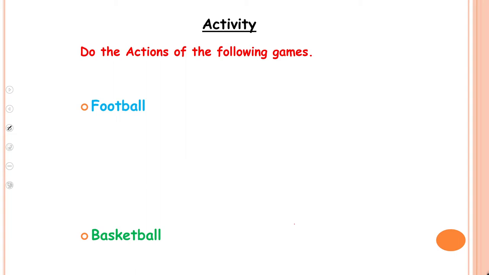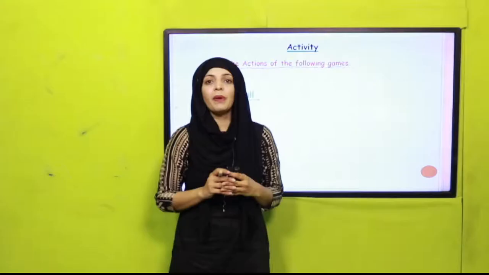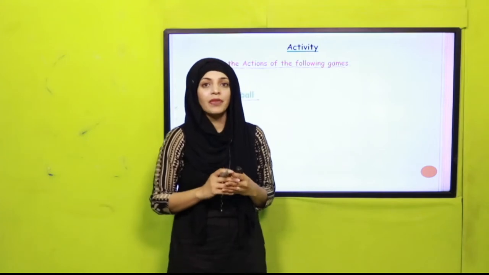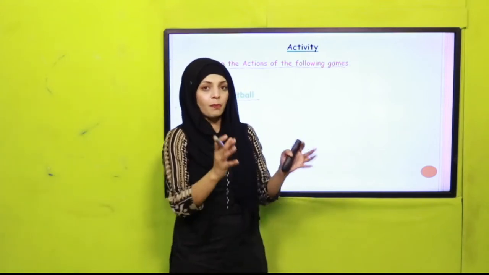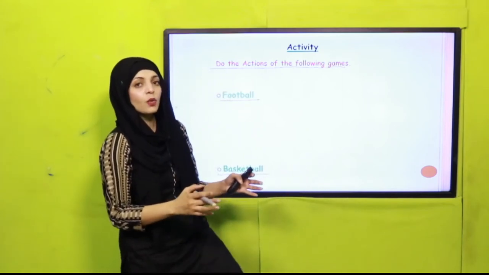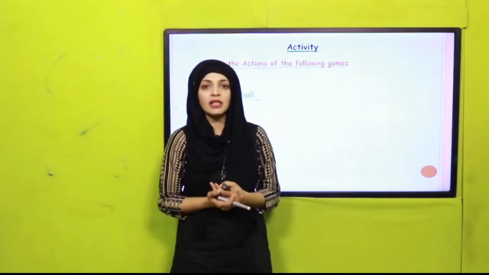There are certain names of games written on your screen, you can see them. You have to do the actions of the following games. For example, you have to do the action of football. How do you play football? Do the action quickly. There's a ball and you have to kick it with your leg. Quickly get up and do the action.